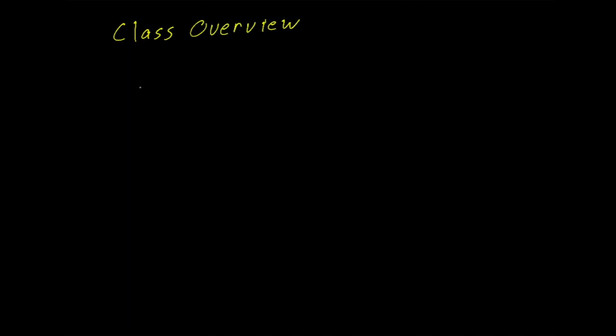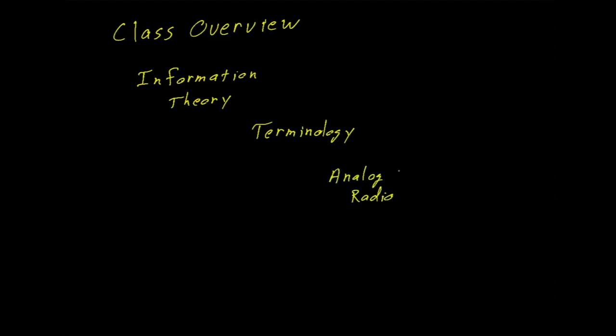As you recall, we started with a discussion about information theory. From there was a whirlwind of terminology, which preceded analog radio. In fact, this is the section we're just finishing up now. We talked about AM radio, including things like single sideband, and FM.